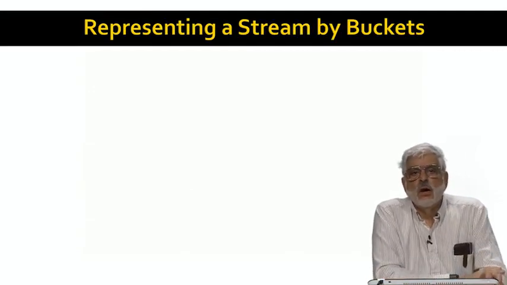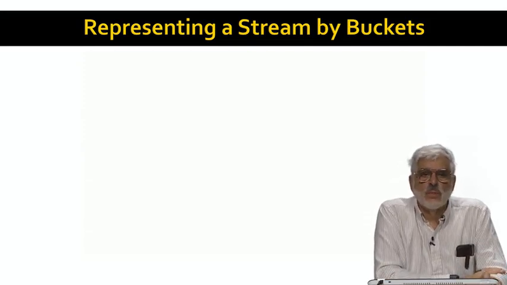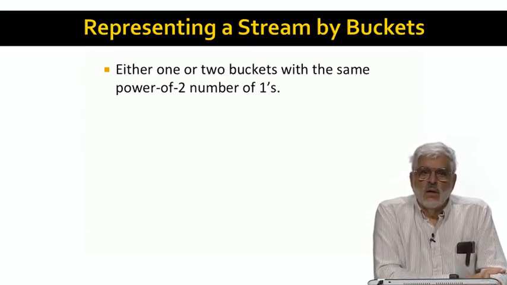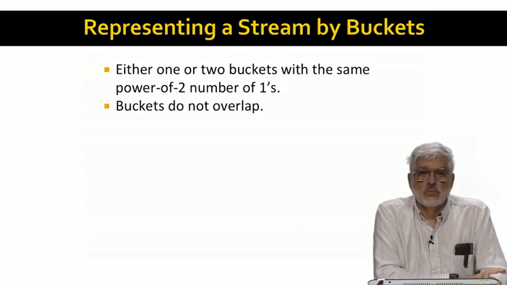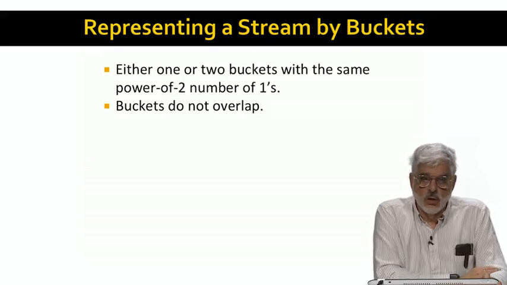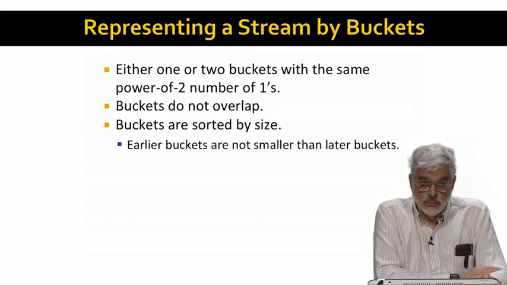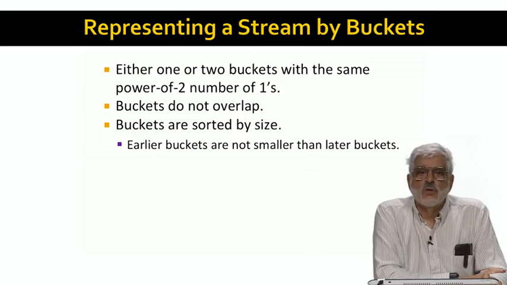The partition into buckets must obey the following rules. There must be 1 or 2 buckets of each allowed size up to the maximum size we need. Remember that allowed sizes are the powers of 2. No bit of the window is part of 2 buckets. Some zeros in the stream may not belong to any bucket. It doesn't matter. But buckets can only increase in size as we go back in time. The most recent part of the window is represented by the smallest buckets.